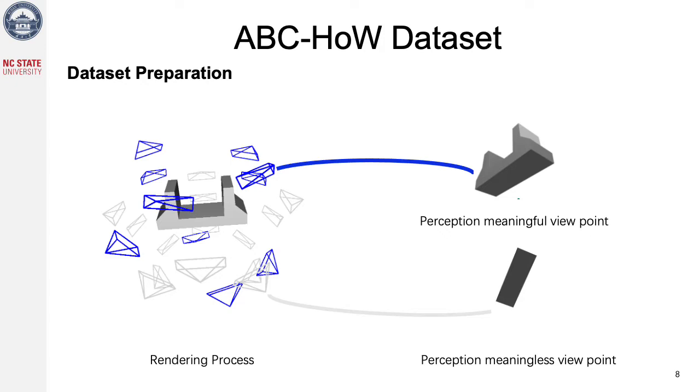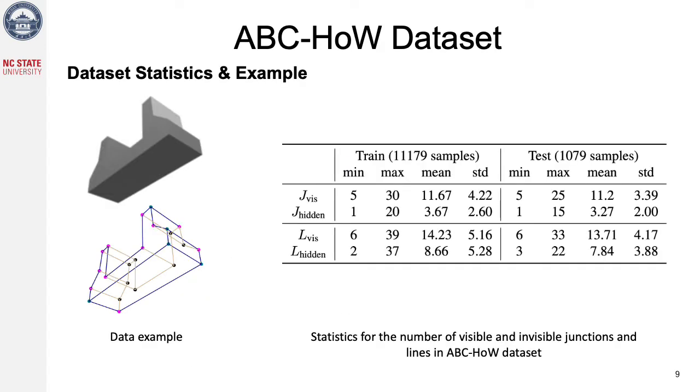We show the example of the perception meaningful and meaningless viewpoint in the right. For each object in the ABC-HoW dataset, we render the images and 3D wireframe models from their meaningful viewpoints for the HoW-3D task. The left side displays a pair of the rendered image and the corresponding 3D wireframe model. The visible and hidden line segments in the rendering viewpoint are marked in navy blue and tan, respectively. Finally, our dataset has 12K samples rendered from 991 objects.